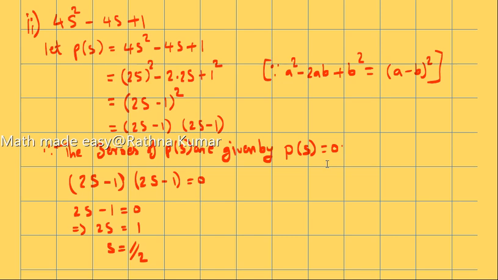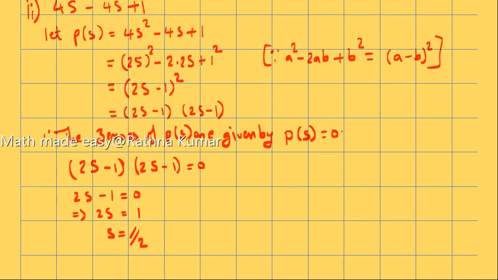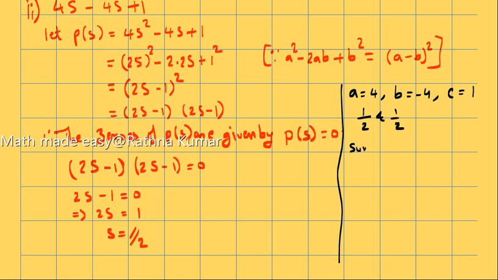Okay, so next we will try to compare the zeros with the coefficients. So we will try to do it here. So we can say that a = 4, b = -4, and c = 1. And what are the zeros? We can easily say that 1/2 and 1/2, right? So sum of zeros is equal to 1/2 + 1/2. That is nothing but equal to 1.